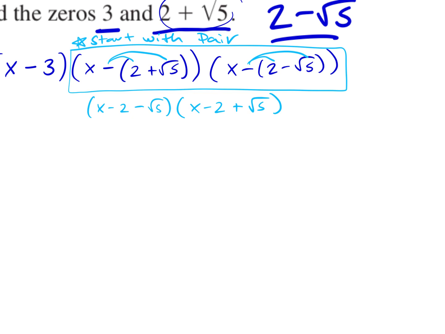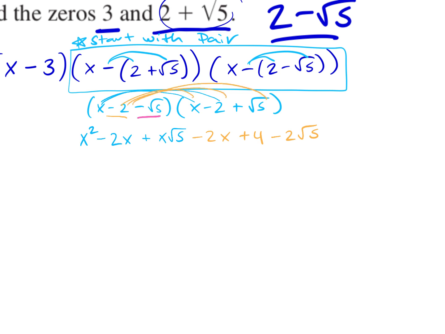So I have to make sure everything in my first parentheses gets multiplied to everything in the second. So I have x times x would be x squared, minus 2x, plus x square root 5. Then I can move on to the negative 2. So negative 2 times x would be minus 2x. Negative 2 times negative 2 would be plus 4. And then negative 2 times square root 5 would be minus 2 square root 5.